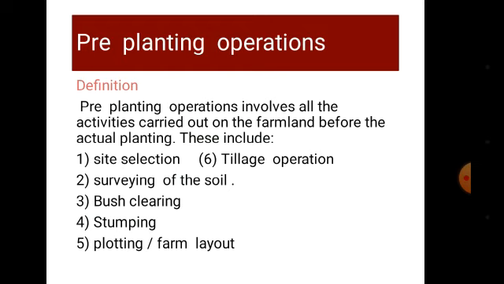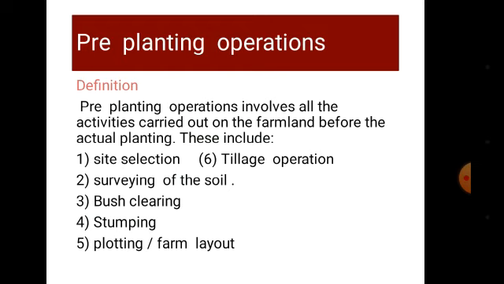Then the third one, which is bush clearing. After the selection of sites or land for cultivation has been done, the next step is to clear the vegetation in preparation for tillage operations and planting.